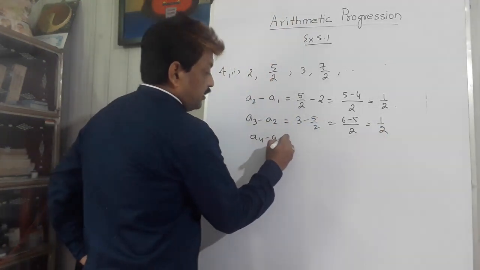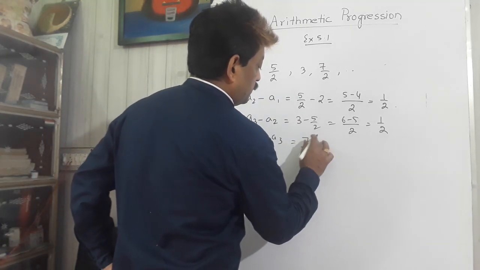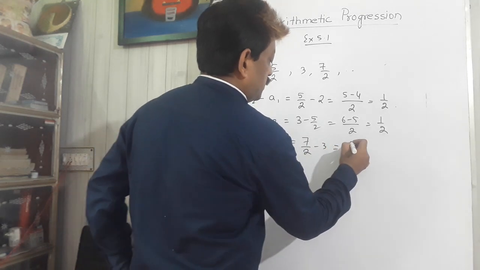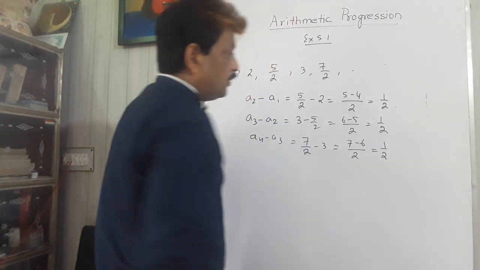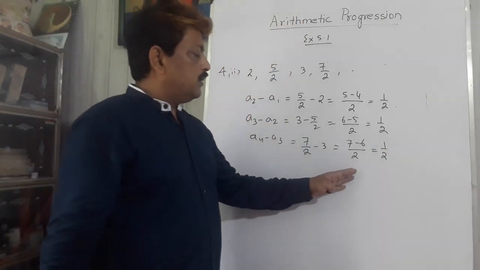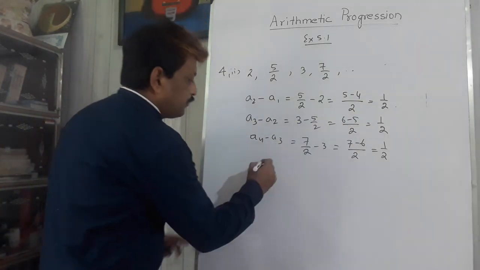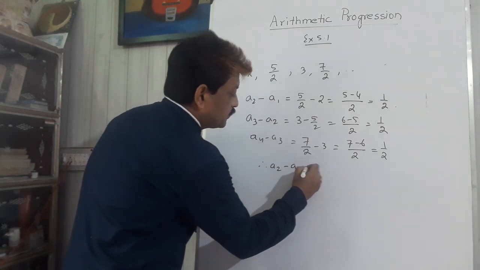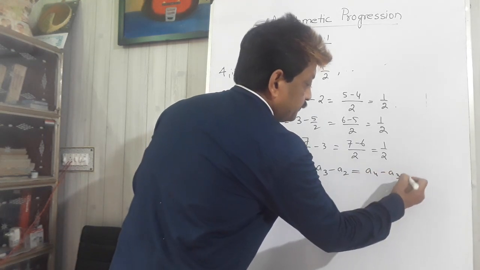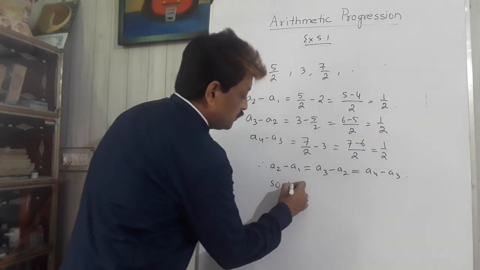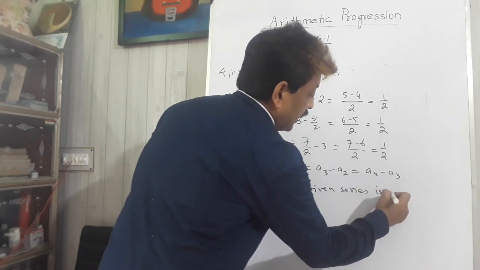A4 minus A3: 7 upon 2 minus 3, so it is 7 minus 6 by 2, that is 1 upon 2. So in all the cases, we are getting that the difference between the successive terms is the same, that is 1 by 2. Therefore, we will say A2 minus A1 equals A3 minus A2 equals A4 minus A3. So the given series is an AP.